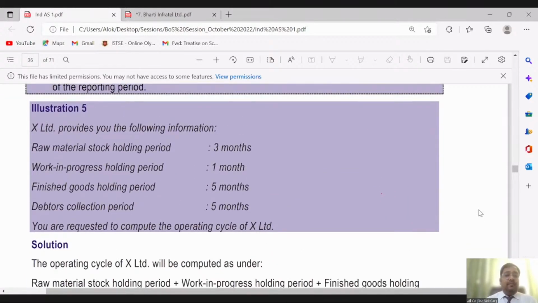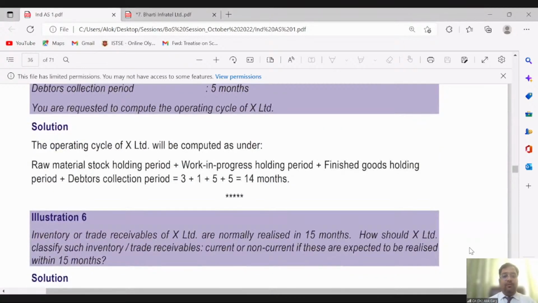So guys, in this case, illustration number 5, you have to compute the operating cycle. X Limited provides you the following. What is operating cycle? It is cash to cash, right? Raw material holding period 3 months, WIP 1 month, finished goods 5 months, debtors collection period 5 months. So the moment you have invested in raw material, it took 3 months, right? Raw material holding period is 3 months. Then your WIP 1 month, 5 months finished goods, 5 months collection period. What is operating cycle? 3 plus 1 plus 5 plus 5. So 4 plus 5, 9 plus 5, 14. 14 months is your operating cycle.